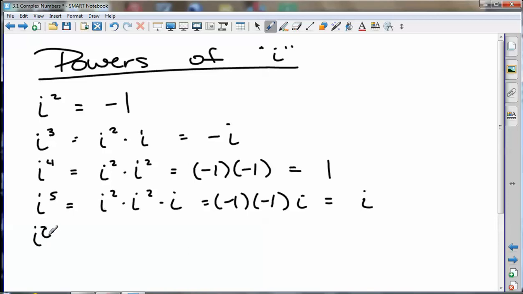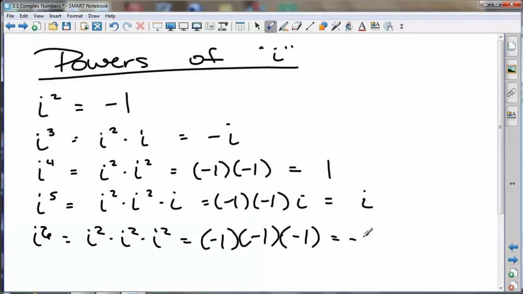If I gave you I to the sixth, that's like I squared 3 times. If you take negative 1 and multiply it 3 times, what do you get? Negative 1. I'm back up to the top of the list, and we're just going to keep repeating these things. There is a shorter way, because if I gave you I to the 56th power, you wouldn't want to write this down and figure it out. The trick is I'm trying to simplify these into groups of I squared, because every time we get 2 I's, it turns into a negative 1.